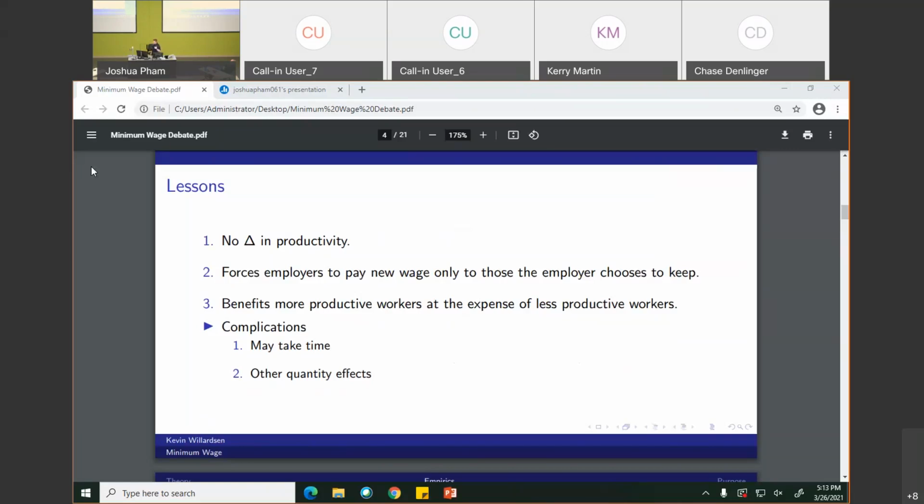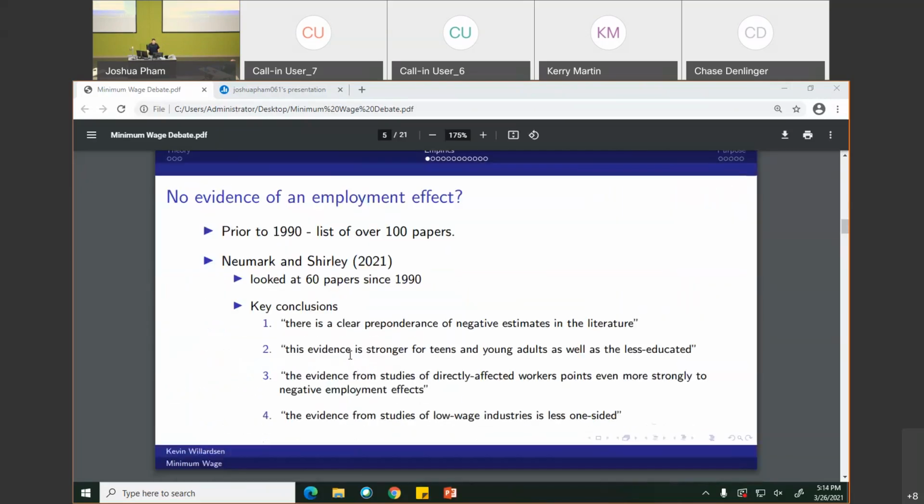And with this entire thing, there are additional complications. This process may take time, and there are other quantity effects that we'll get into in a minute. So this is the standard theory behind the minimum wage. Now let's talk about the empirics for a minute. There is a notion floating around that there is no evidence of an employment effect from the minimum wage. Well, that's simply not true.